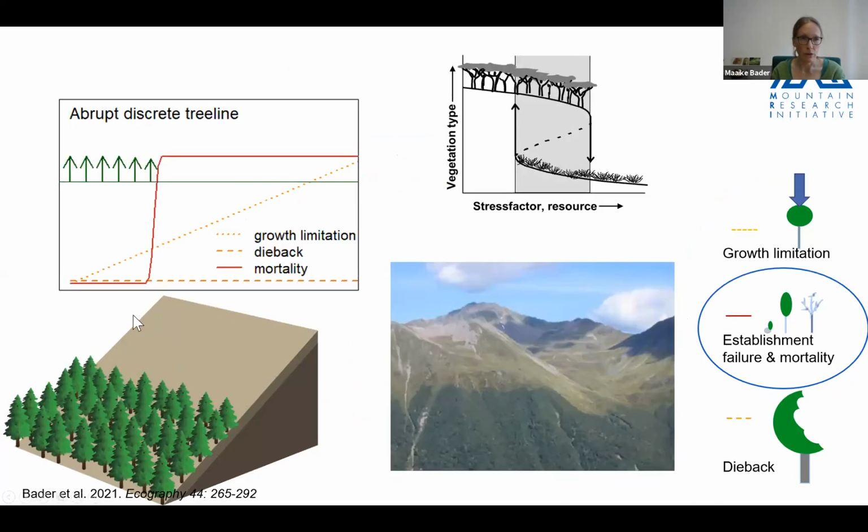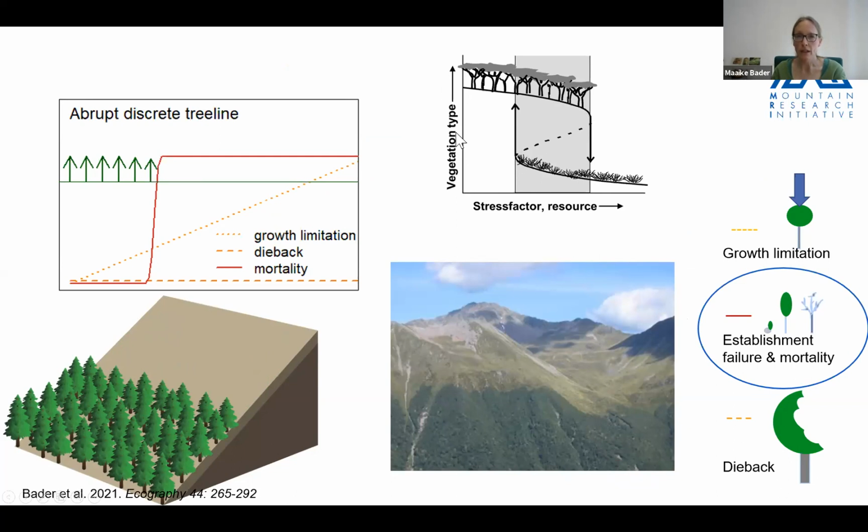Then we already saw the abrupt discrete tree line, for example of New Zealand again. I wanted to show this little figure here, because what is interesting about these tree lines is that they very likely have quite a strong hysteresis. That means in this zone, there is quite a large area that can be either alpine or forest, depending on where you come from. So that is shown in this graph here.